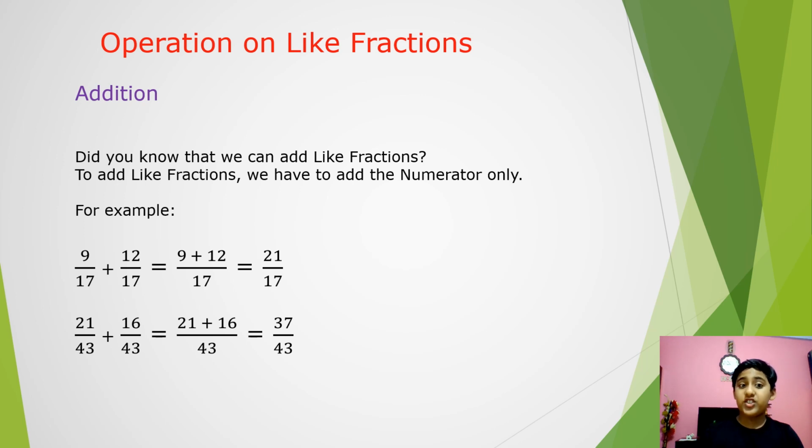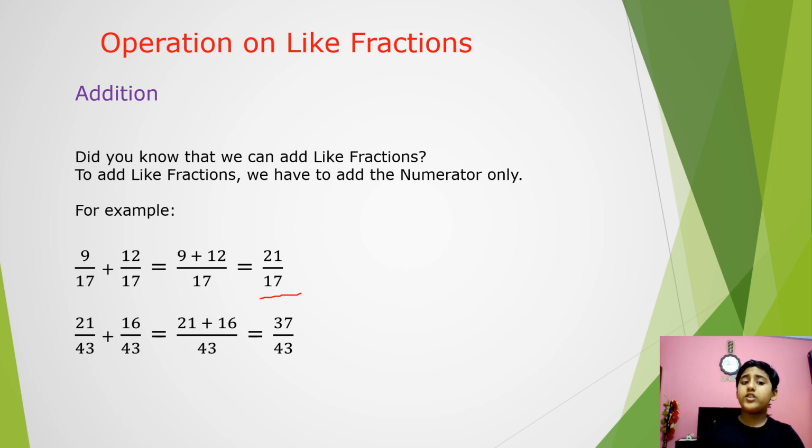Operations on like fractions. So friends, we are going to start off with addition. Did you know we can add like fractions? So we have examples 9 by 17 plus 12 by 17, which is equal to 9 plus 12 by 17, which is equal to 21 by 17. Thus, our result is 21 by 17.